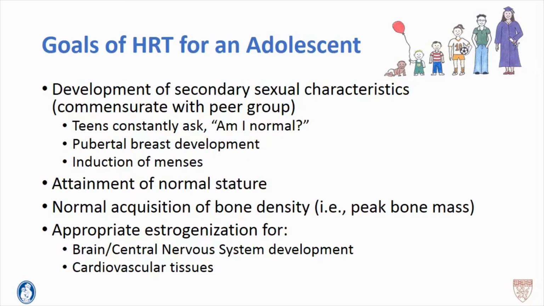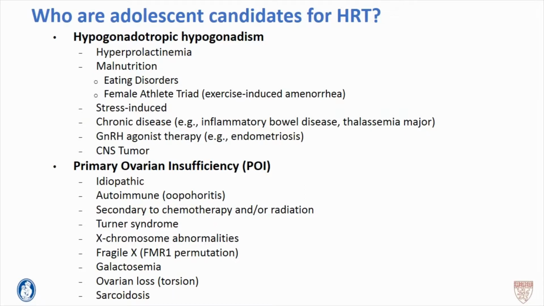And then last but not least, estrogen is important for the brain, the central nervous system of an adolescent, and for cardiovascular tissues. This is who are candidates for hormone replacement therapy. These are those two categories, hypo and hypergonadotropic hypogonadism, and POI, again, would be the hyper with the high LH and FSH. And you can see that autoimmune oophoritis, as we would see in an APS, is right there.